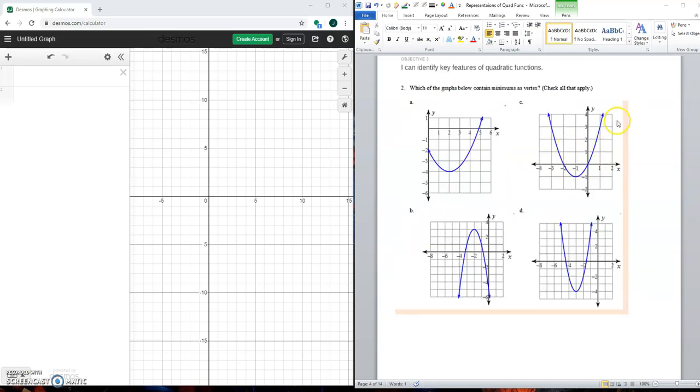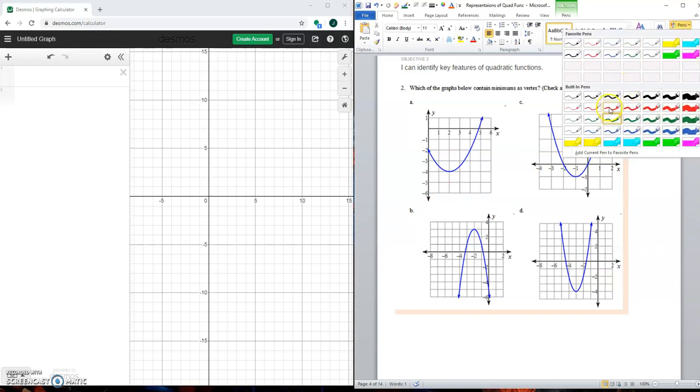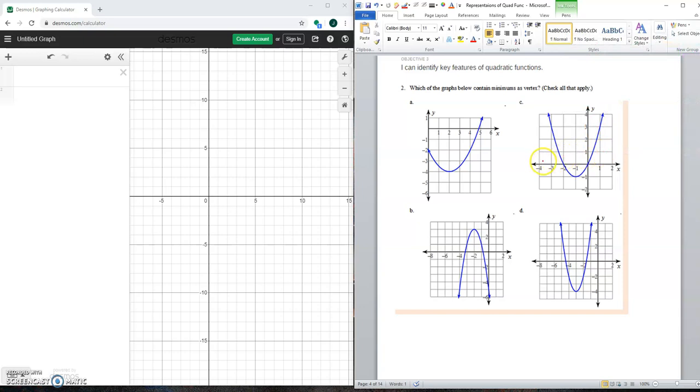Example number 2, which of the graphs below contain minimums as vertex? So when you say minimum, that means that your vertex is found at the bottom. So this one is your vertex, it's at the bottom, this is at the bottom, this is a max, and this is a min. So all A, C, and D are minimums.